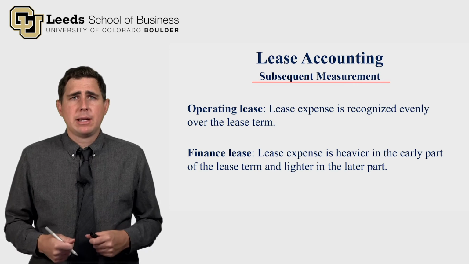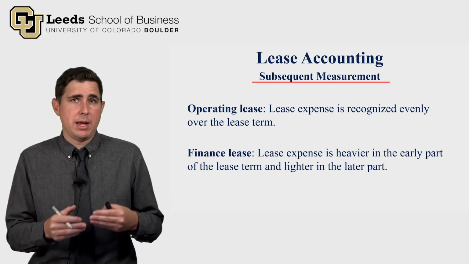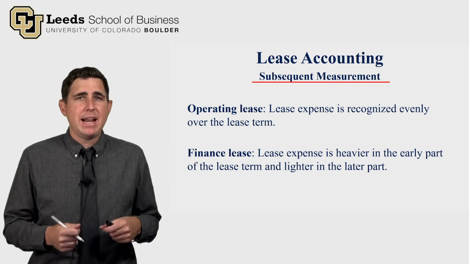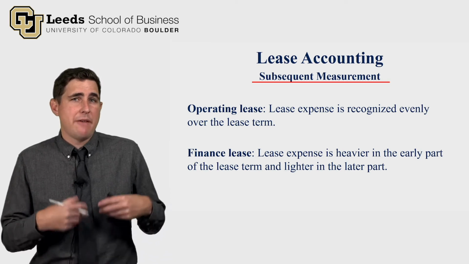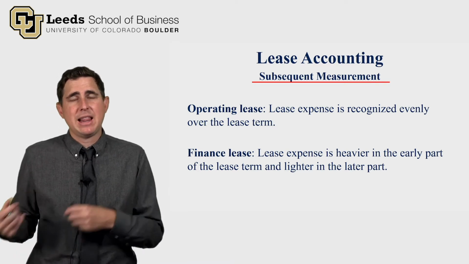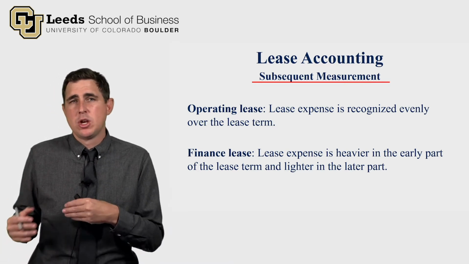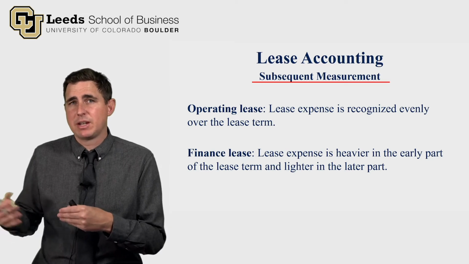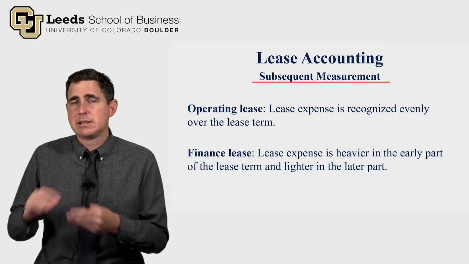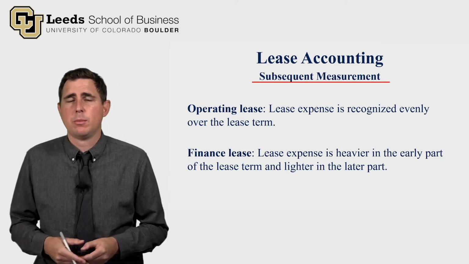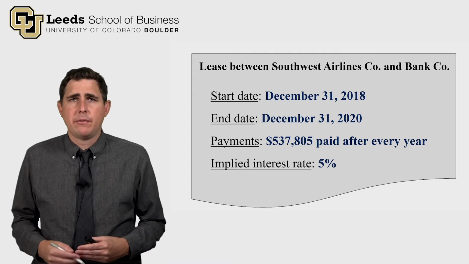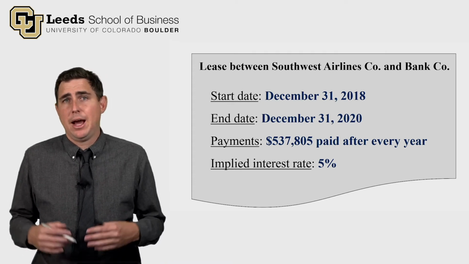Well, for an operating lease, we record lease expense and we recognize it evenly over the lease term. For a finance lease, it's slightly different. We have lease expense being really heavy in the earlier part of the lease term and lighter on the later part of the lease term. So in a finance lease, you recognize a lot of expense up front and not so much in the future. Whereas in an operating lease, lease expense is flat over the term of the lease. Okay, now let's go through a specific example of a lease between Southwest Airlines and a bank.